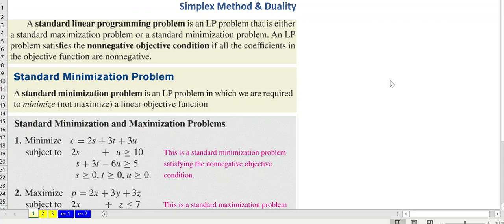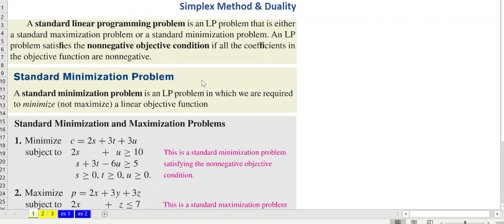In this video, I am introducing the standard minimization problem. To do a standard minimization problem, we first need to understand what a standard minimization problem looks like. So, a standard linear programming problem is a problem that is either a standard maximization problem, which we've already looked at, or a standard minimization problem. An LP problem satisfies the non-negative objective condition if all the coefficients in the objective function are non-negative.